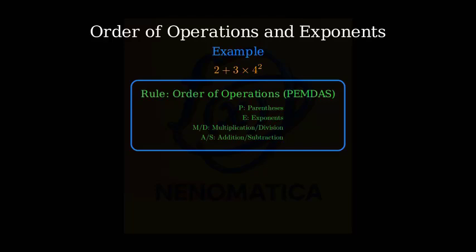Remember the acronym PEMDAS. Parentheses, exponents, multiplication and division from left to right, and addition and subtraction from left to right. First, we need to evaluate the exponent. 4 squared equals 4 times 4, which equals 16. Next, we perform the multiplication. 3 times 16 equals 48. Finally, we do the addition. 2 plus 48 equals 50.